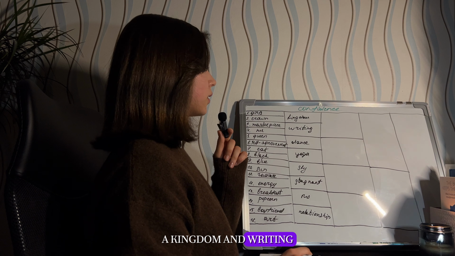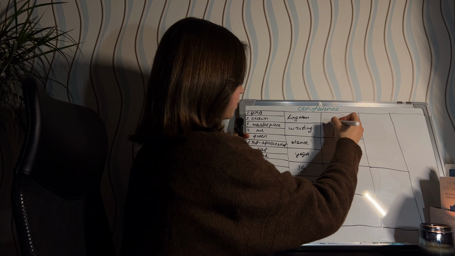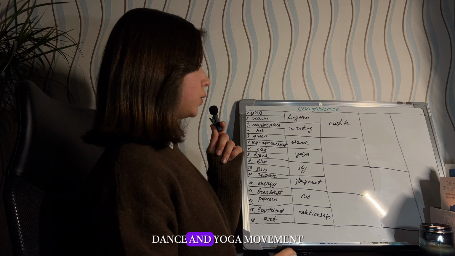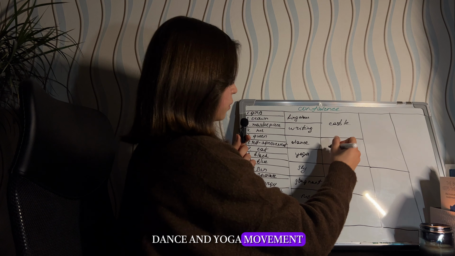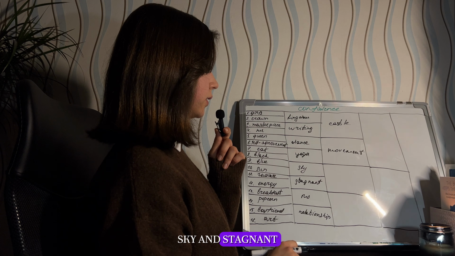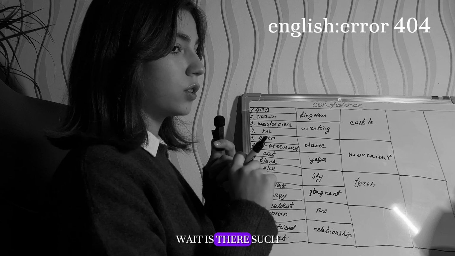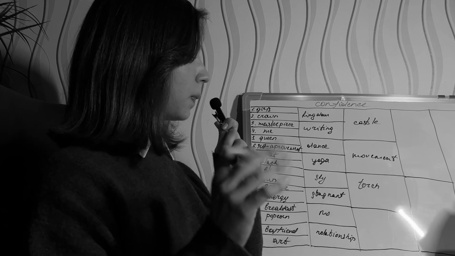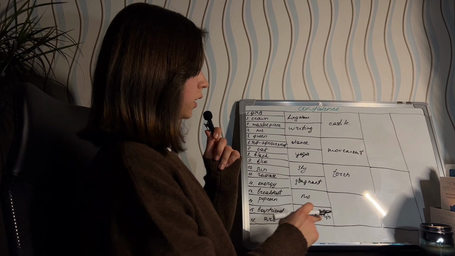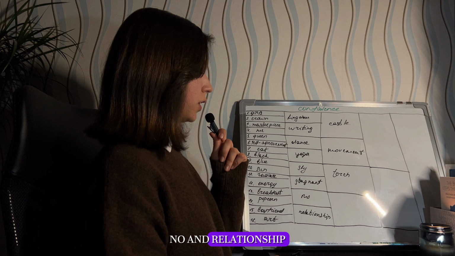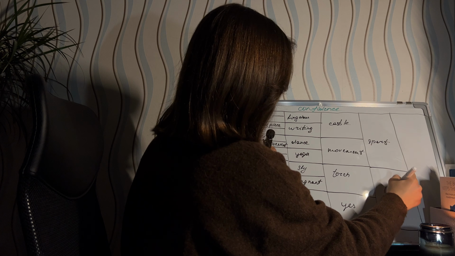Kingdom and writing. Castle. Dance and yoga. Movement. Sky and stagnant. Torch. Wait, is there such a word like torch? Okay, whatever. No and relationship. Yes. Relationship is yes. We keep associating. Castle and movement. Sport. Torch and yes, light.